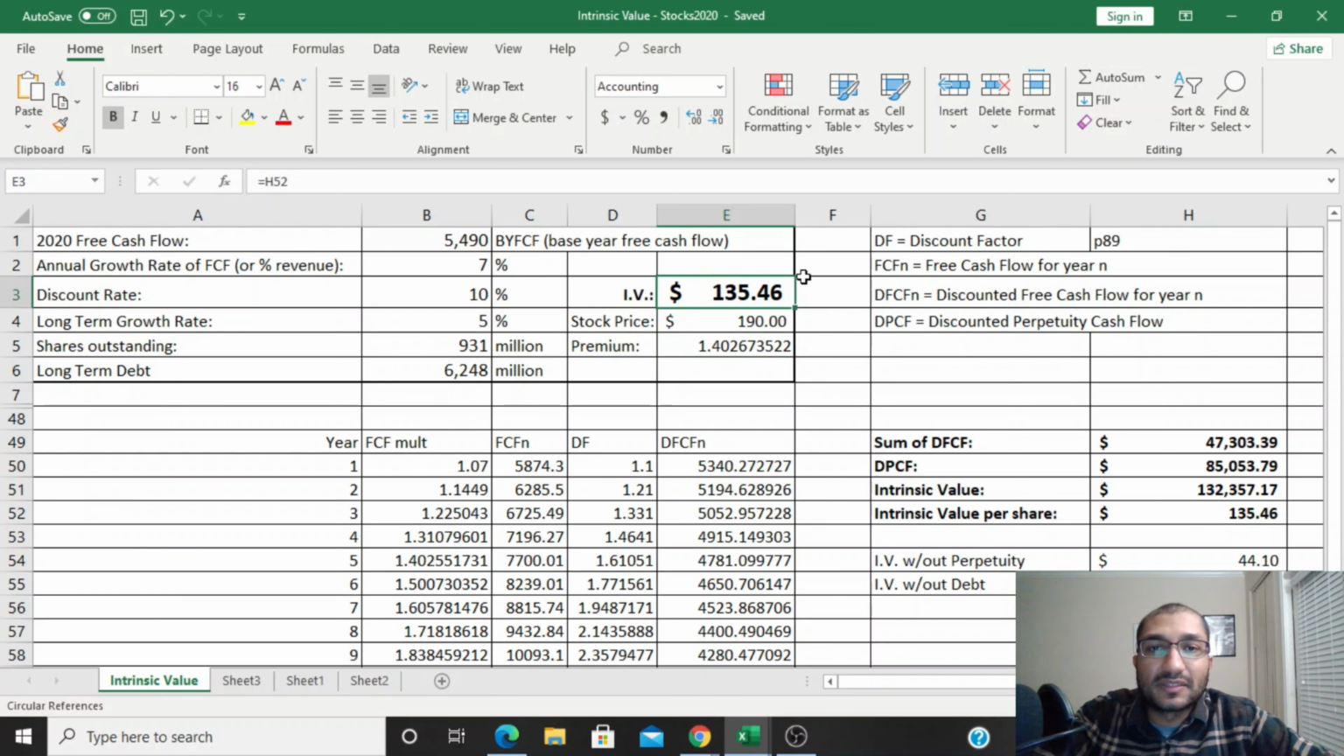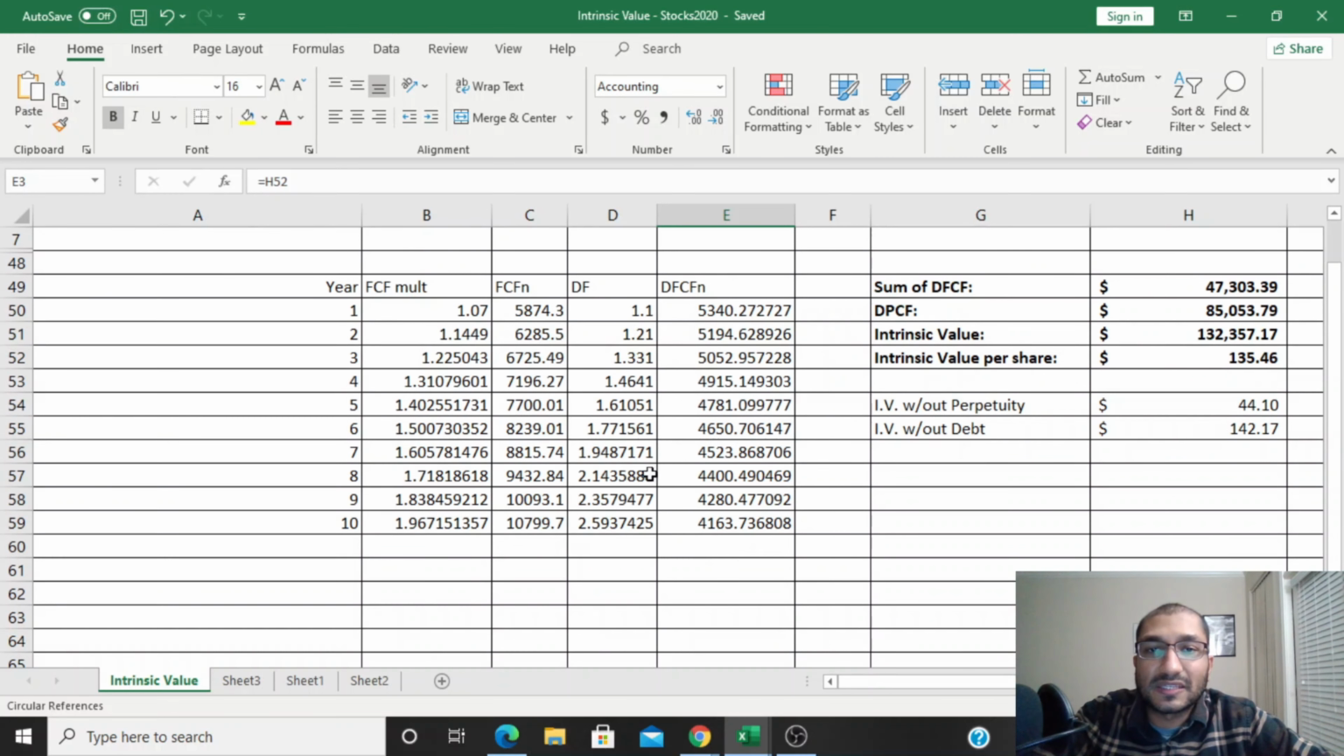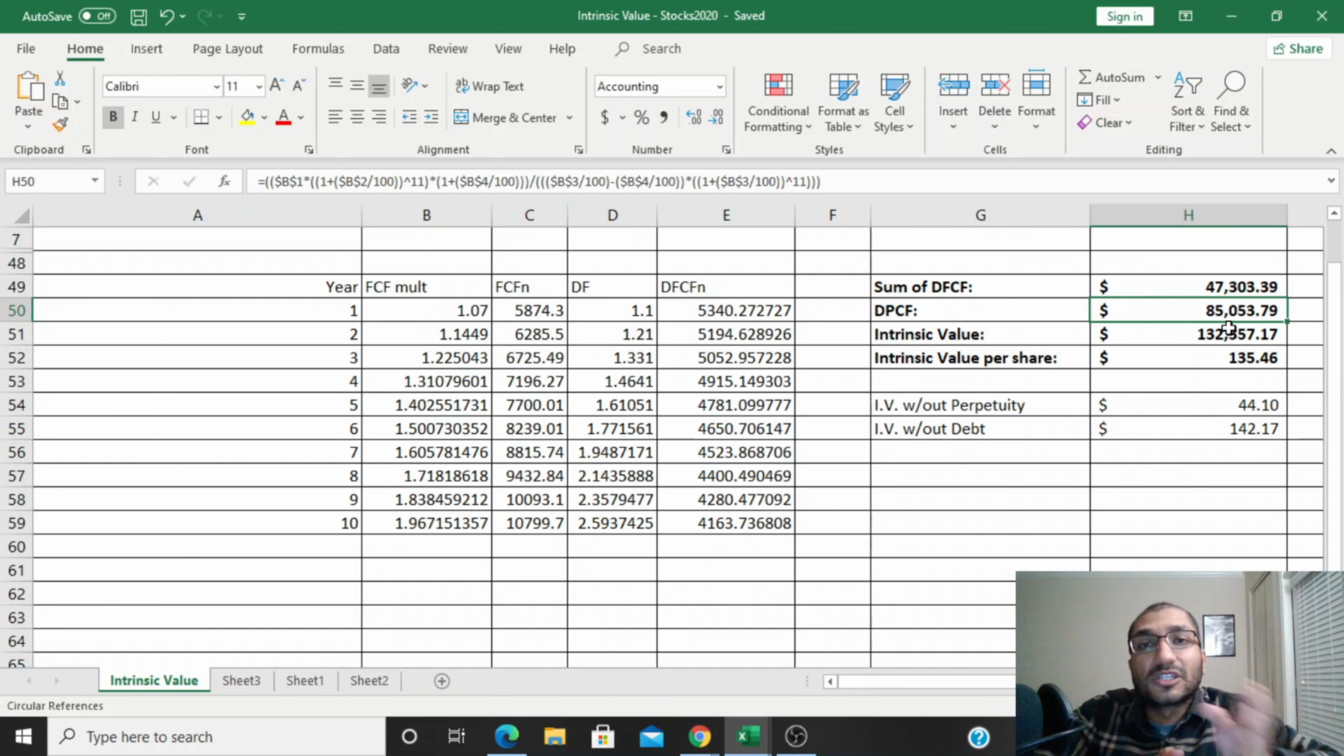The way we calculate this intrinsic value is we look at what the free cash flows would be every year for the next 10 years. We sum up all those free cash flows, which come out to about $47 billion. Then we look at what the free cash flows would be after the 10-year mark into perpetuity. We sum all those up to get the intrinsic value to be about $132 billion. From this number, we subtract the long-term debt and divide by the shares outstanding to get the intrinsic value per share to be about $135.5.